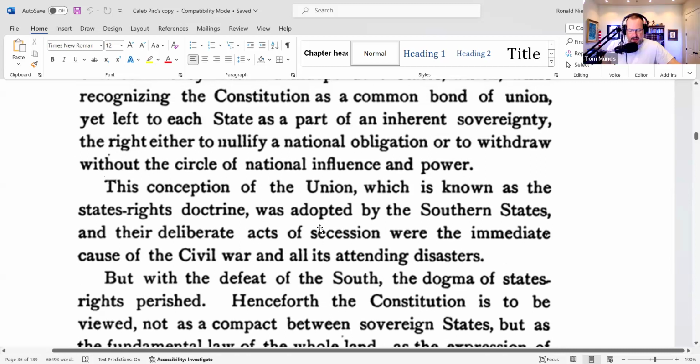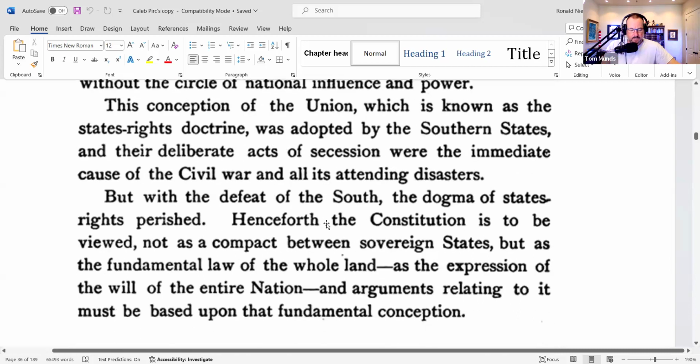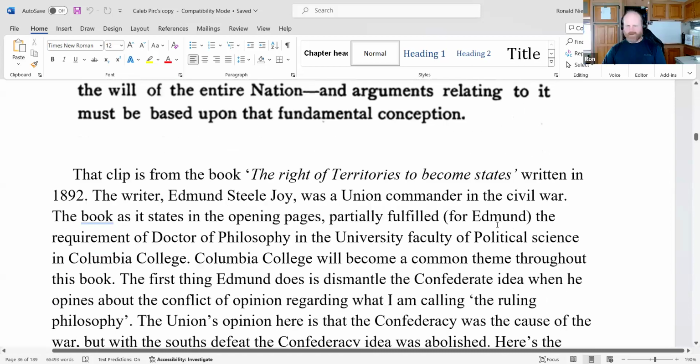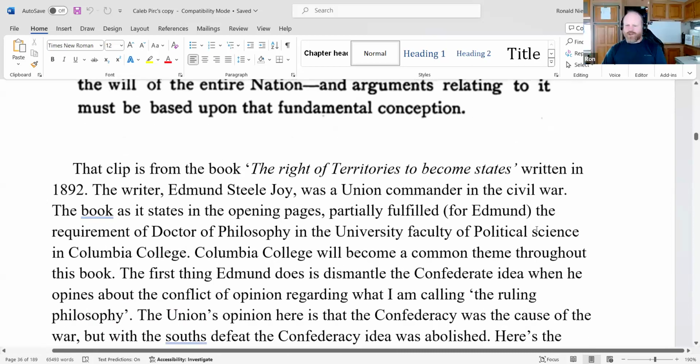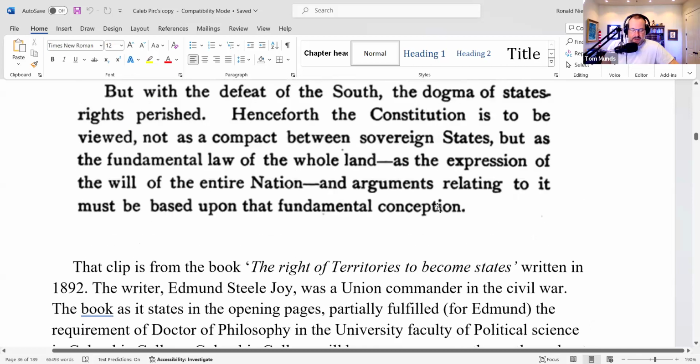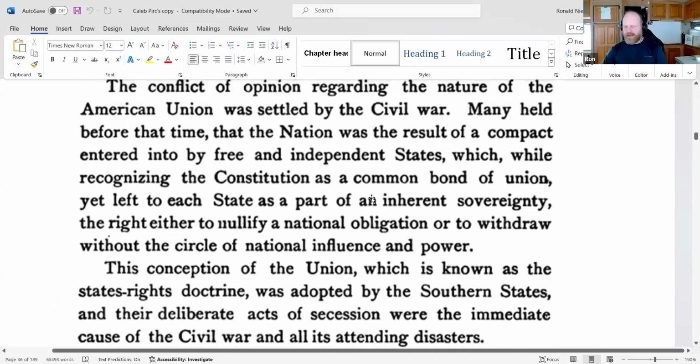Where did this thought come out of? What is this? Let's read one more time. It was out of his book, written in 1892 by Edmund Still Joy, who was a commander in the Civil War. Well, what made him the authority on whether something perished or it didn't? He's not telling you that he did this. He's telling you that this is what he was being told. Okay. Got it.